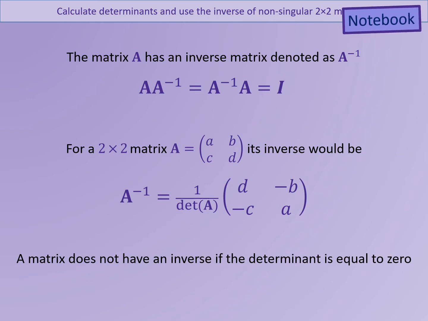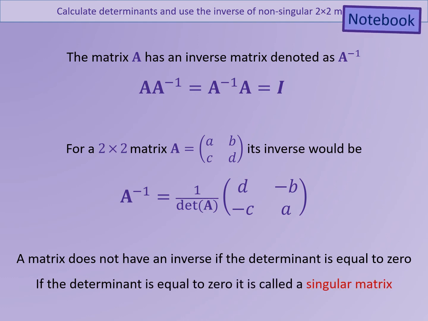Now, a matrix wouldn't be able to have an inverse if the determinant was 0, because 1 over 0 is not possible to calculate. Any matrix with a 0 determinant is called a singular matrix, and singular matrices do not have inverses for that reason, because we can't divide by the determinant.